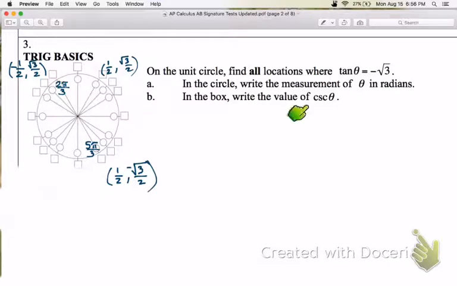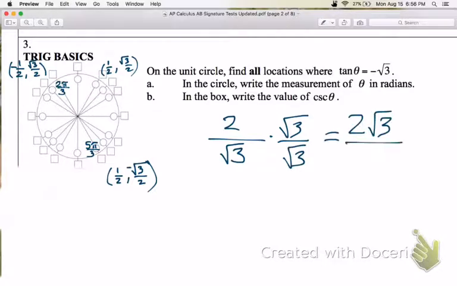So if I'm looking for the reciprocal of sine, all I have to do is take the reciprocal of sine here, and take the reciprocal of sine here, and then write them in the boxes. So, what is the reciprocal of radical 3 over 2? The reciprocal of radical 3 over 2 would be 2 over radical 3. And if I rationalize the denominator, by multiplying on top and bottom, I get 2 radical 3 over 3. So if I write that here in this box, and I'll do it in red so you guys can read it, this would be 2 radical 3 over 3.